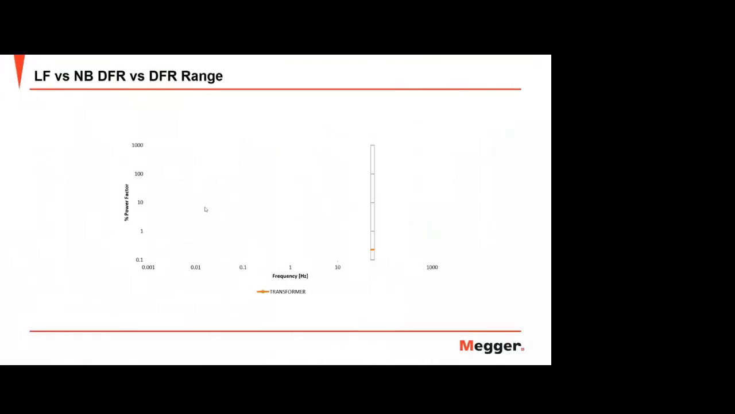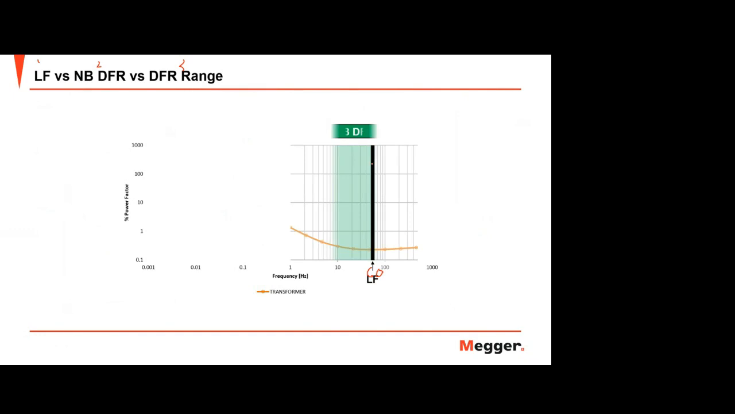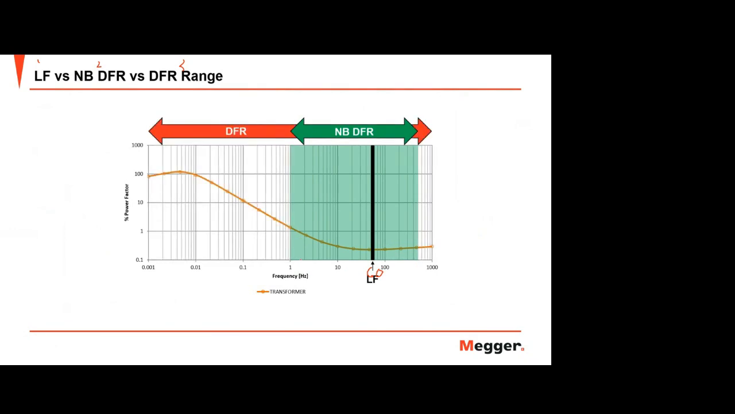Now let's illustrate the difference of the 3 steps. This is step 1, right? Step 2 and step 3. Now, when you are looking at the line frequency, for example, your nominal frequency is 60 hertz, you are just looking at this area here. It's very small. While when you do the narrowband DFR, then you can have this information here, from 500 hertz down to 1 hertz. While when you do the full DFR range, you can have 1 kilohertz down to 1 millihertz. Okay, and this is the frequency range difference of the 3 steps.